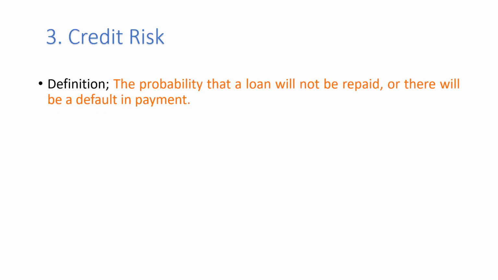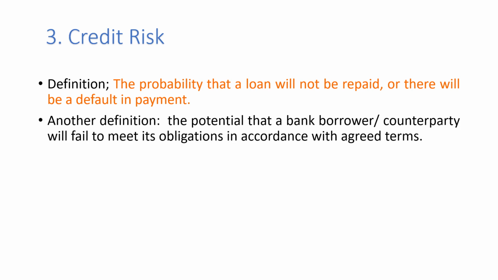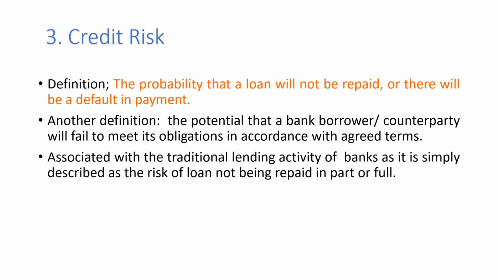Credit risk. Credit risk is defined as the probability that a loan will not be repaid, or there will be a default in payment. Another definition for credit risk is the potential that a bank borrower or counterparty will fail to meet its obligations in accordance with agreed terms. Generally, credit risk is associated with the traditional lending activity of banks, as it is simply described as the risk of a loan not being repaid in part or in full.